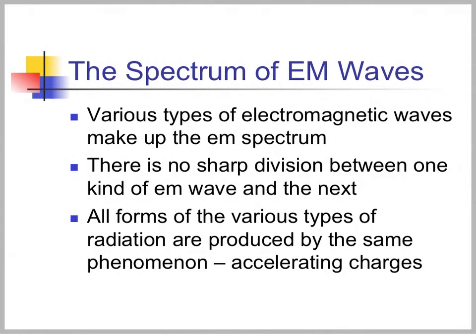The last thing we want to talk about is the spectrum of electromagnetic waves. So we have lots of different types of waves that make up the EM spectrum. There's no sharp division between one kind of electromagnetic wave and the next. All forms of the various types of radiation are produced by the same phenomena, accelerating charges.